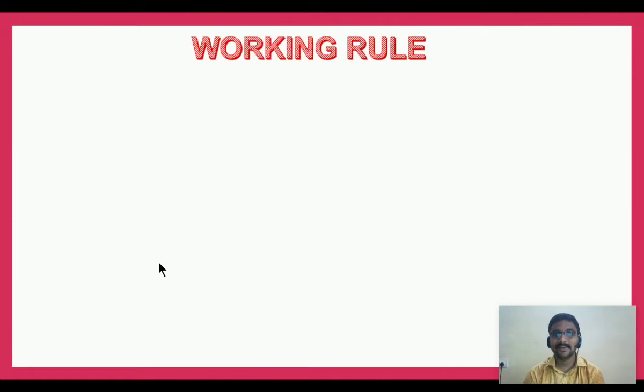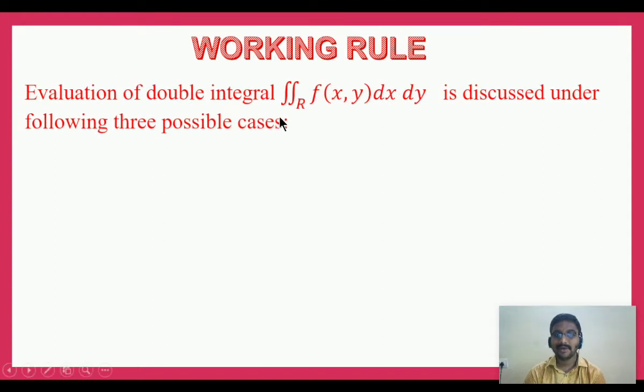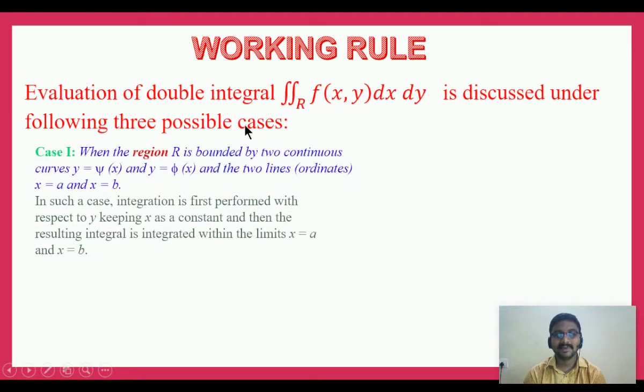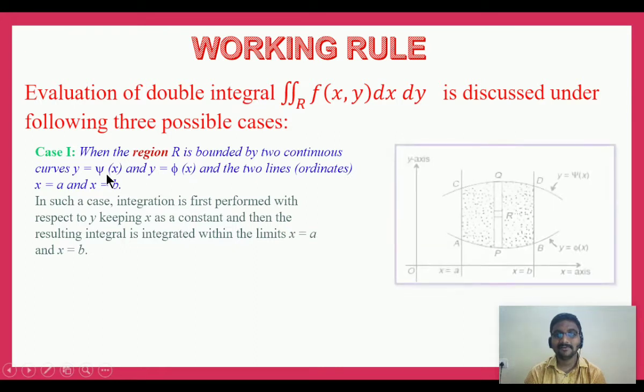Working rule to find the double integration when the region is given. Evaluation of double integral over R of f of x, y dx dy is discussed under the following three possible cases, whenever the region R is given. Case 1. When the region R is bounded by two continuous curves, y equal to psi of x and y equal to phi of x.